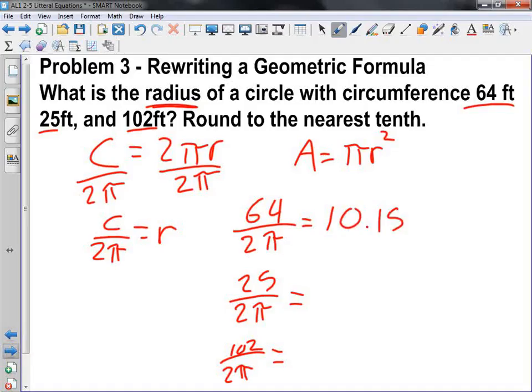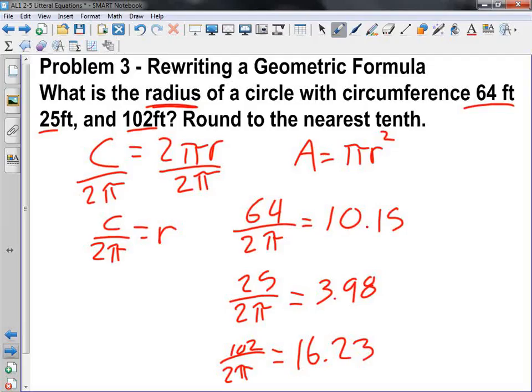10.15. That looks better to me. Still have 2 more. Put your hand out. Alcadio. 402. I got 16.233. So you got 16.23 for 102 and 25? 3.98. All right. Good. Any questions over this one? Yeah, John.